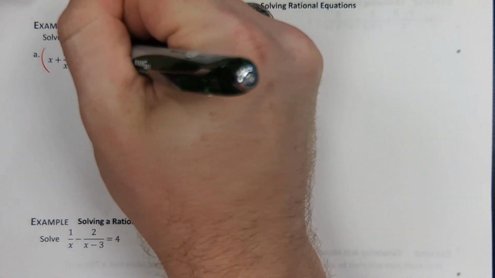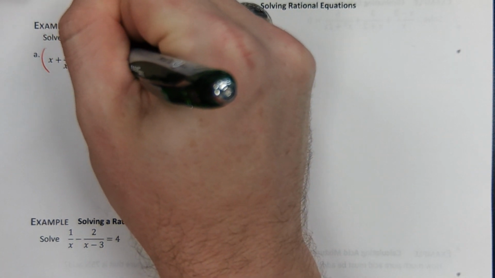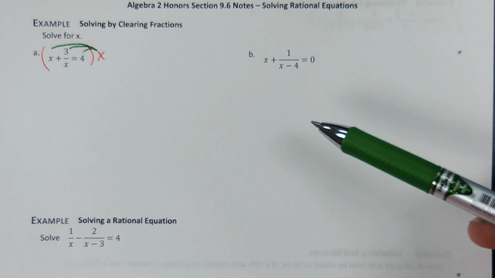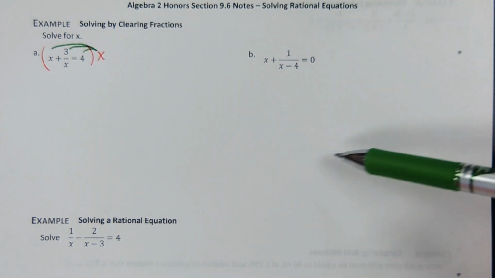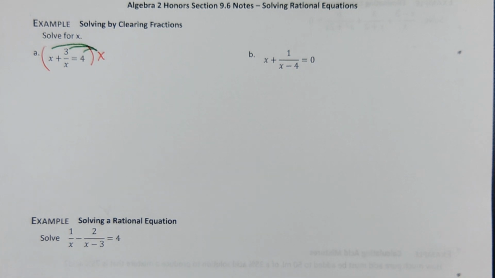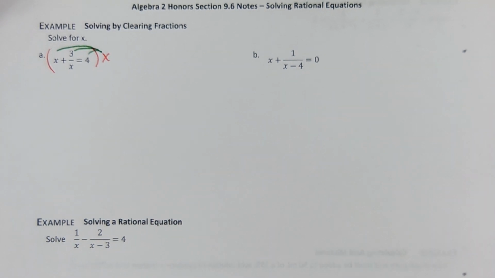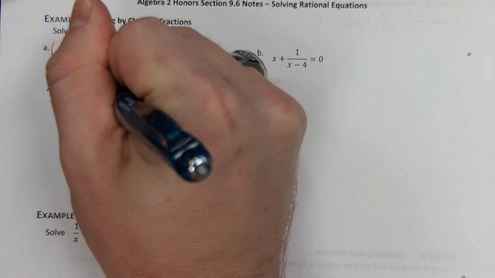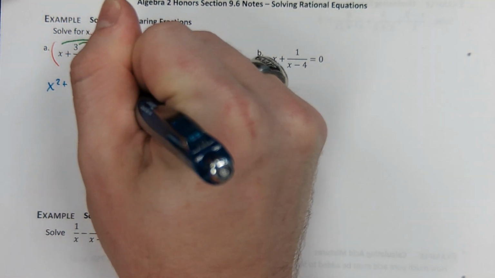I will draw the distribution lines. I'm not going to lie, the second question gets a little big on the space, so we'll write a little bit smaller on that one. For this one, when you distribute your x, what you're going to get is x squared plus 3x over x equals 4x.